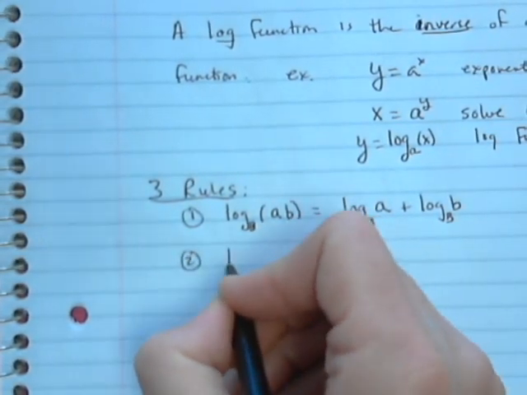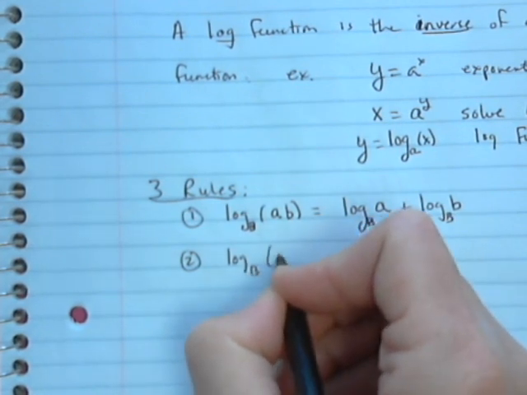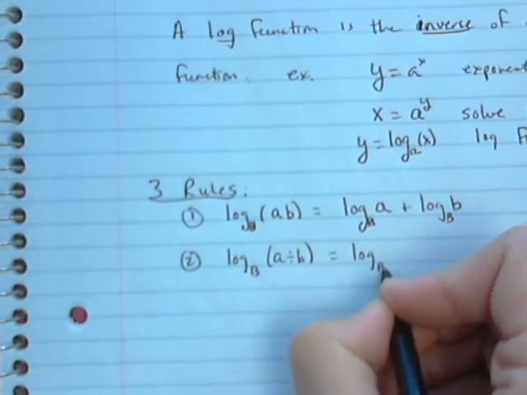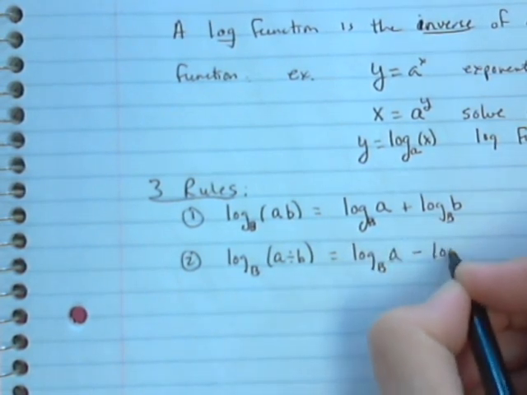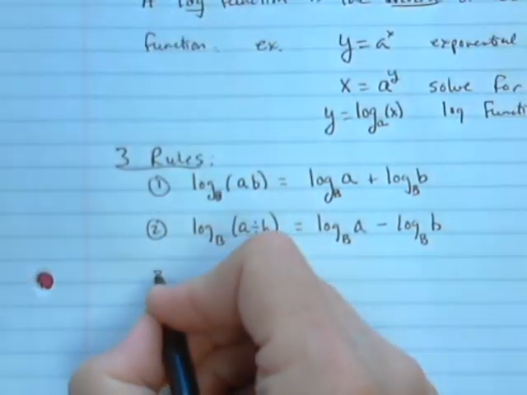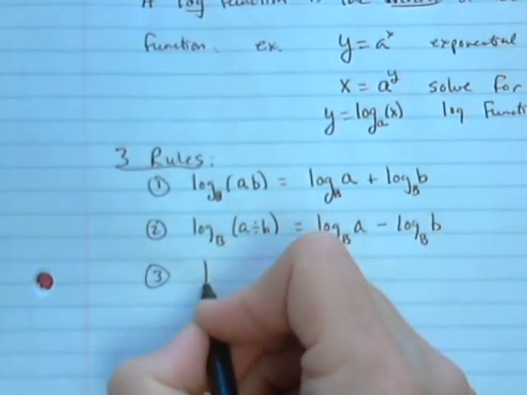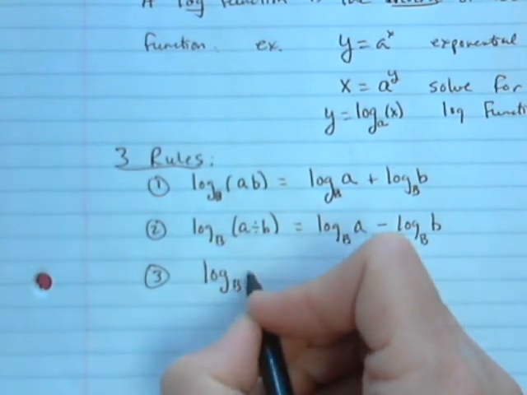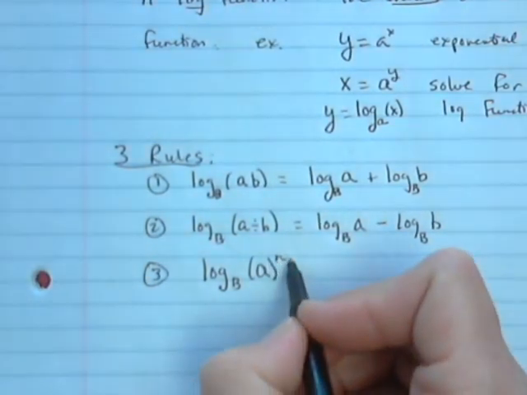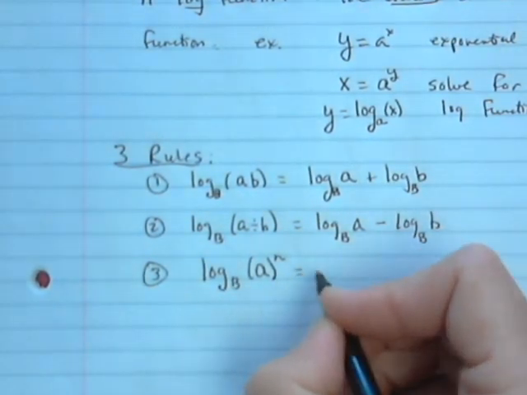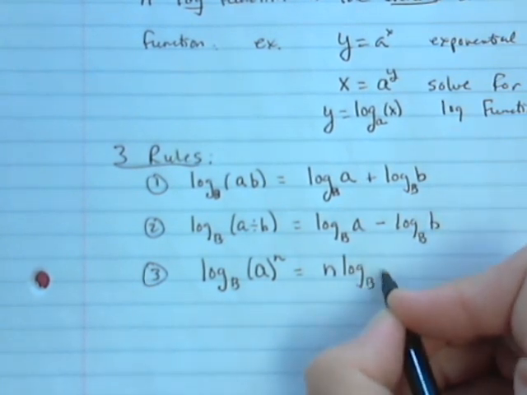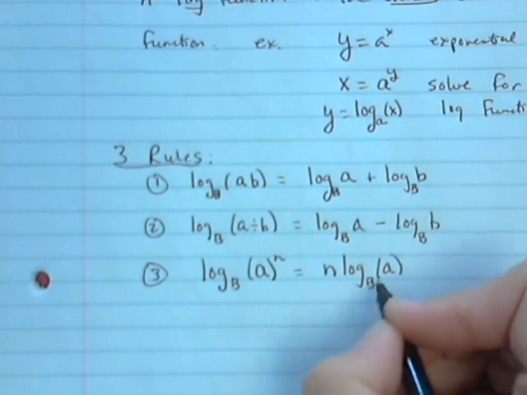The second rule is that the log of a divided by b, or a over b, is the log of a minus the log of b. And then the third rule is the power rule for logs. If you have a log of a to the nth power, you take that exponent and you drop it down in front, and this becomes n times the log of a.